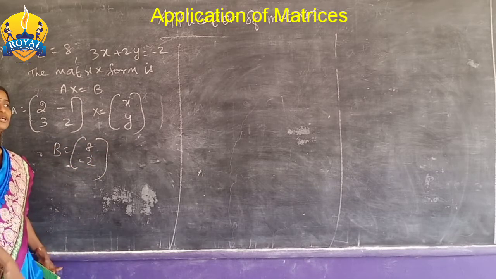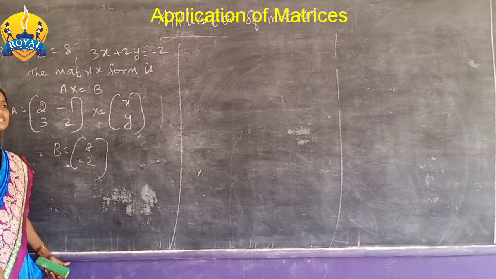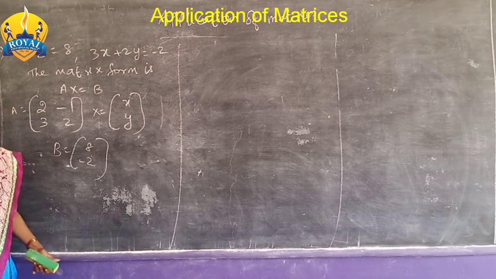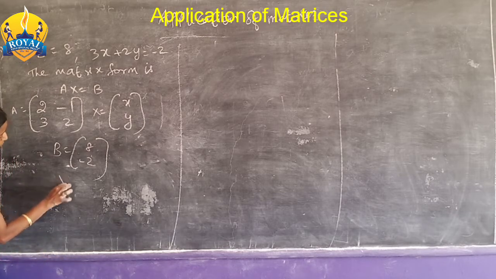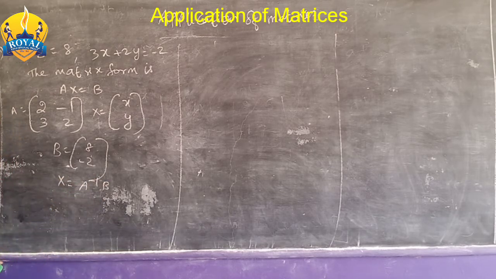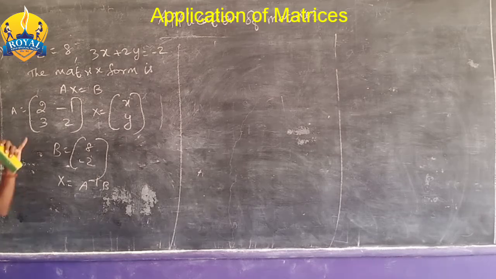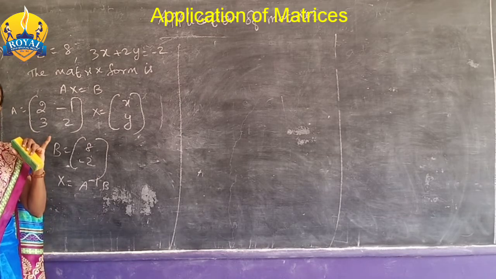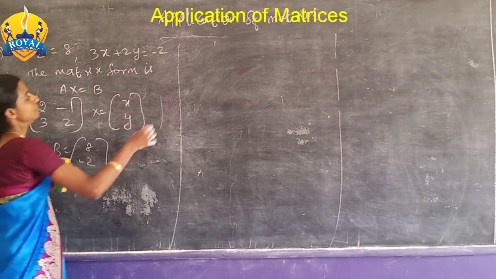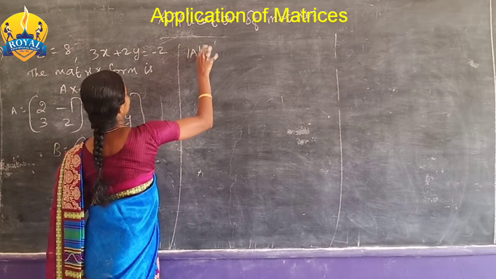Same way here also I am going to use the matrix inversion method. So the formula for the matrix inversion method is x is equal to A inverse B. Now here also I should check the determinant of A. Only if the determinant of A is not equal to 0, A inverse exists. So what is the determinant of A?